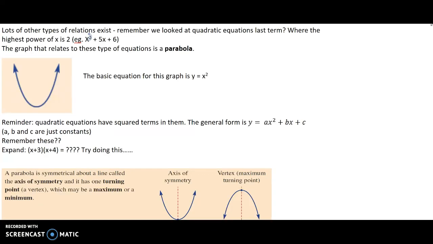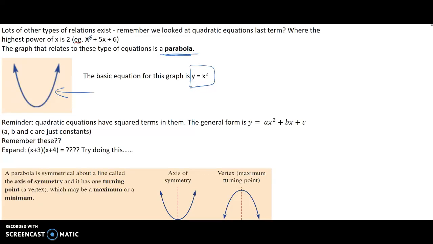Okay, now these types of equations are quadratic equations, and the graph that they give us is called a parabola, which is that word. Okay, and the curve that we get is in the shape of this, like a U or smiley face. Let's say smiley face. These are our smiley face graphs. Now, the basic equation for this graph is y equals x squared.